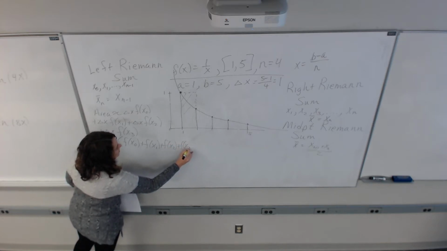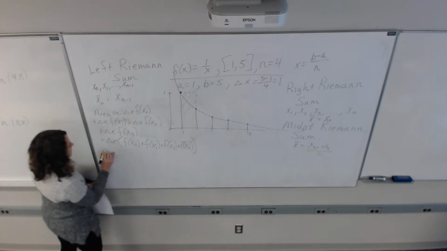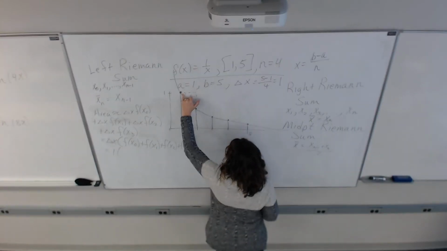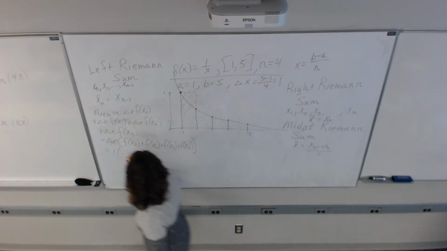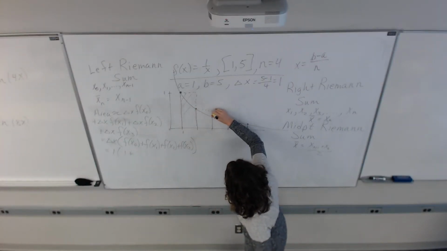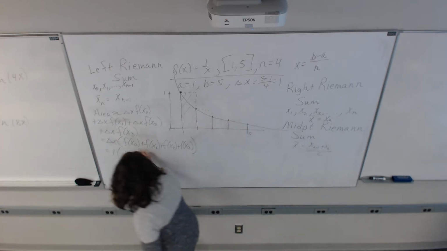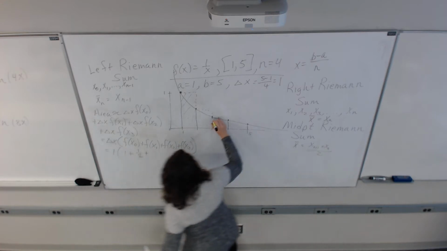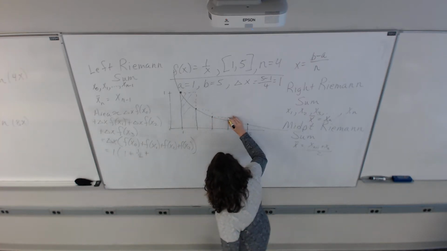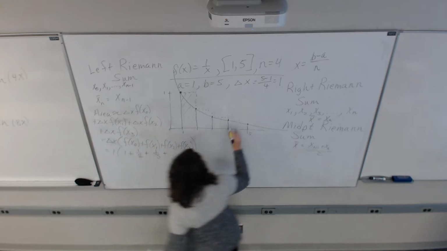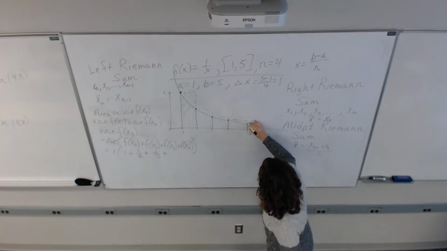And what would that be? Let's fill them in. What's the height of the first box? 1. What's the height of the second box? This one right here. 1/2. Third box. Oops. Yep. Third box is height 1/3. And the last box. 1/4.